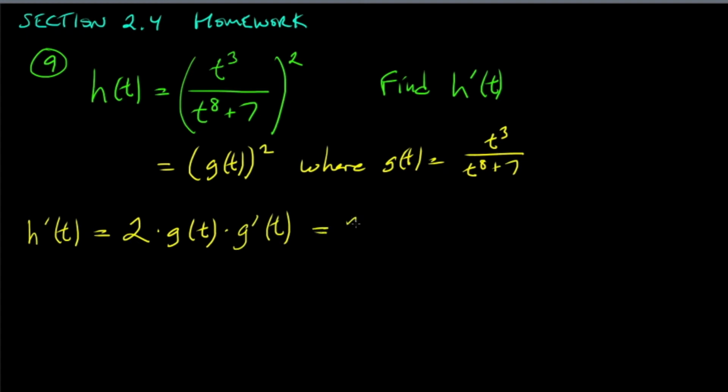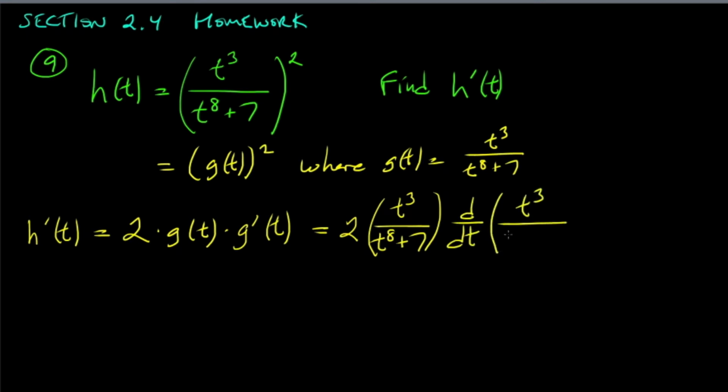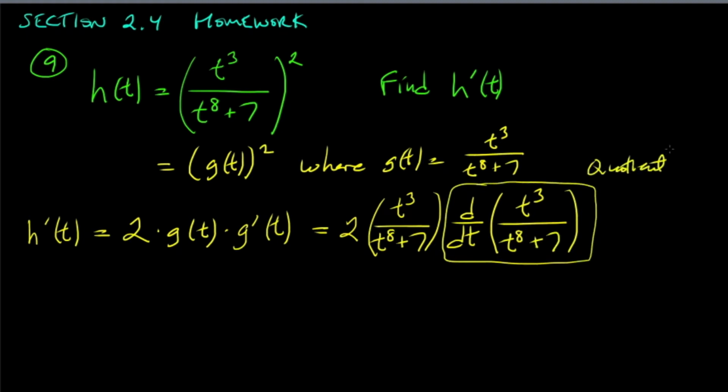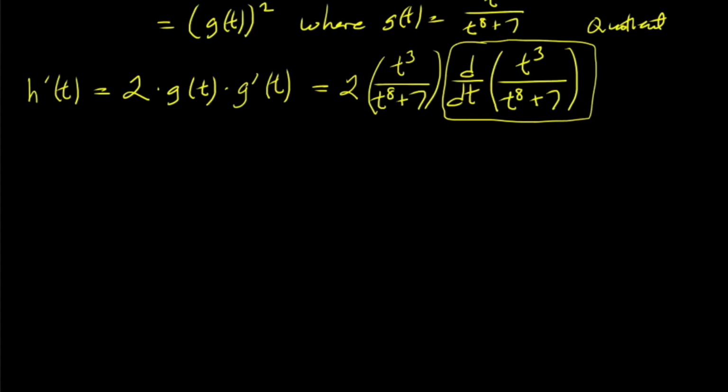Okay, so this is just going to be 2 times g of t, t cubed over t to the 8 plus 7 to the 1. And then we have to multiply by the derivative of the same thing, t cubed over, oops, sorry, getting ahead of myself here, t to the 8 plus 7. All right, so that's the hard part here. This, of course, requires the quotient rule, right? And we did some of that in the previous section. So let's just use the quotient rule here.